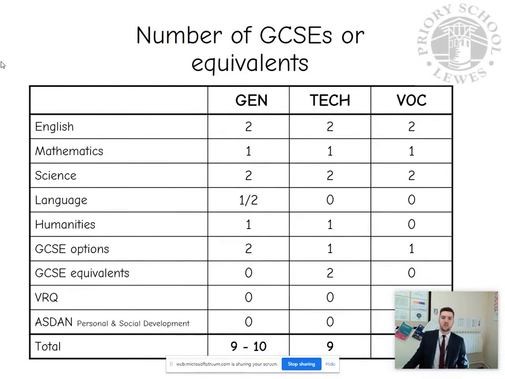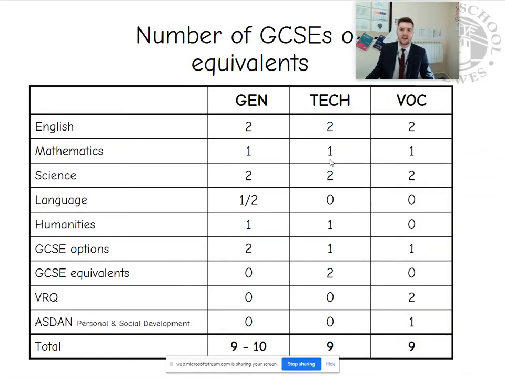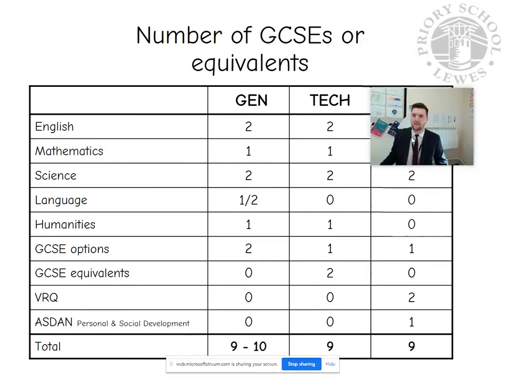So just to remind you, okay, number of GCSEs or equivalents. Those of you doing the general route, you'll get between 9 and 10 GCSEs. Those of you doing the technical route, 9, vocational, 9. So it's broadly balanced.